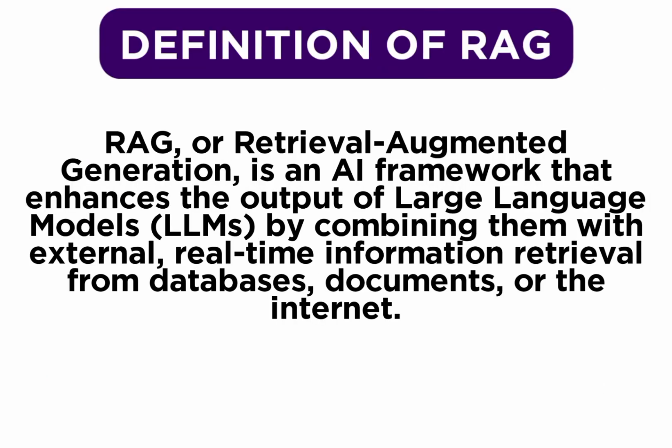RAG, or Retrieval-Augmented Generation, is an AI framework that enhances the output of large language models by combining them with external real-time information retrieval from databases, documents, or the internet. It's basically you're giving your AI agent a piece of information it will use to answer questions.